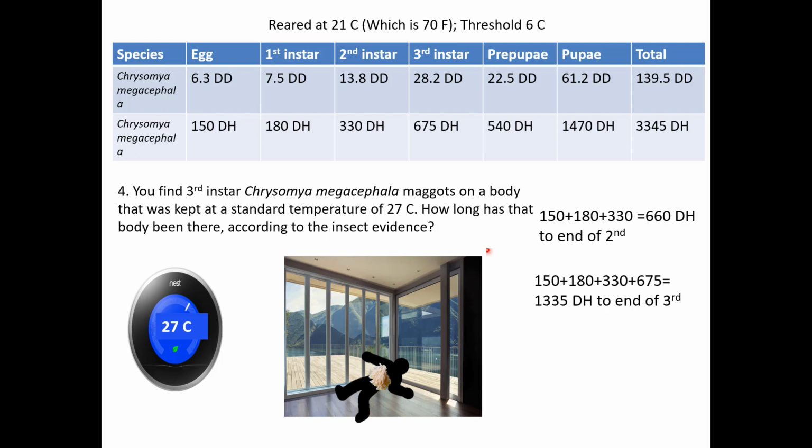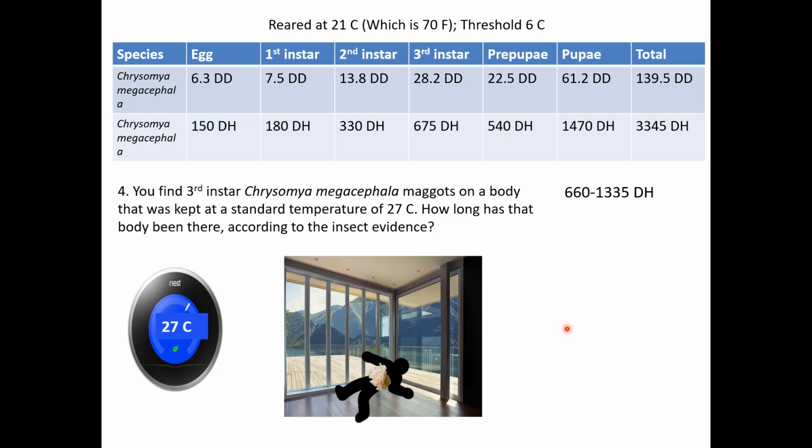And then I do the same thing to figure out the third: 150 plus 180 plus 330 plus 675. So in that case, it takes 1,335 degree hours to the end of the third. So what this gives me is my range in degree hours. 660 to 1,335 degree hours are necessary to have that maggot in the instar where we observed it on the body. If there were fewer than 660, we wouldn't have seen third instar. If there were more than 1,335, we wouldn't have seen third instar. It would have gone into prepupal. Okay, this is our range.